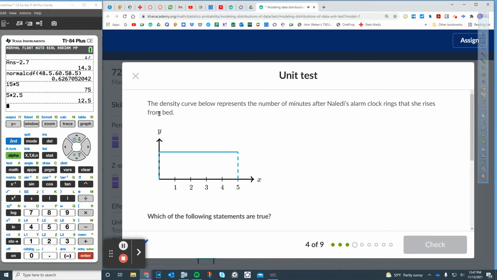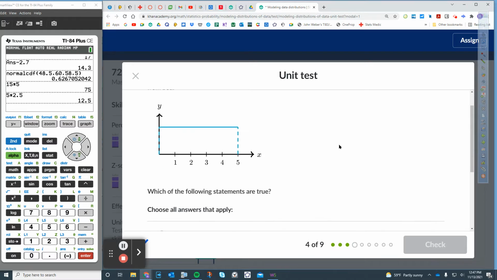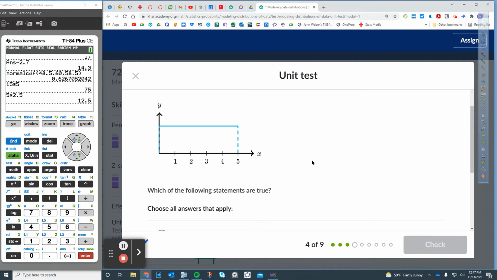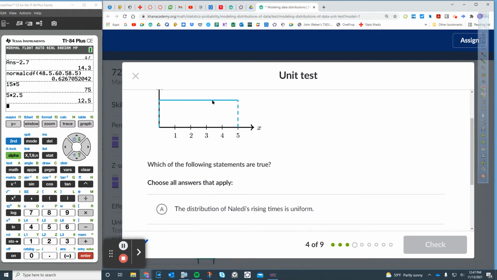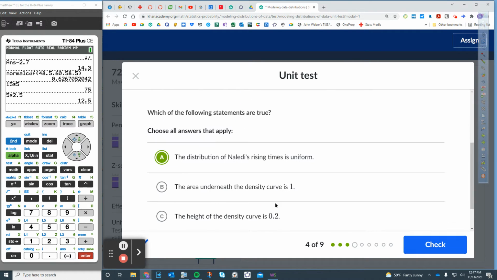So next question. Now the density curve, right here it's a rectangle. The density curve below represents the number of minutes after Naledi's alarm clock rings that she rises from bed. Which of the following are true? So this is a uniform distribution. You see how it's uniform? It's one straight line horizontally, so it's a uniform. We call it a uniform distribution.